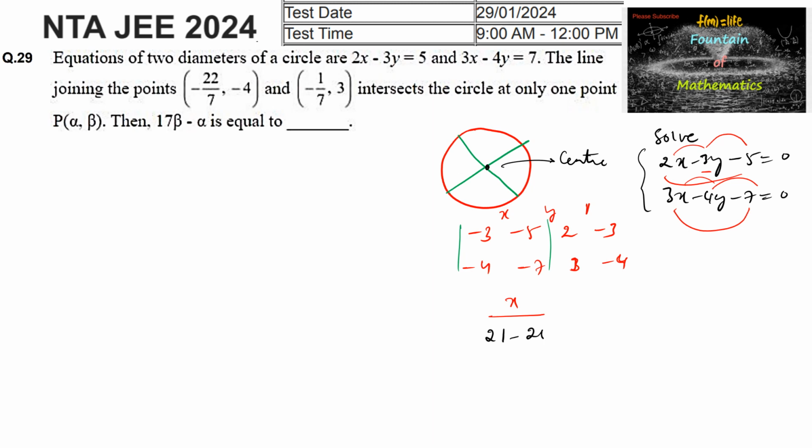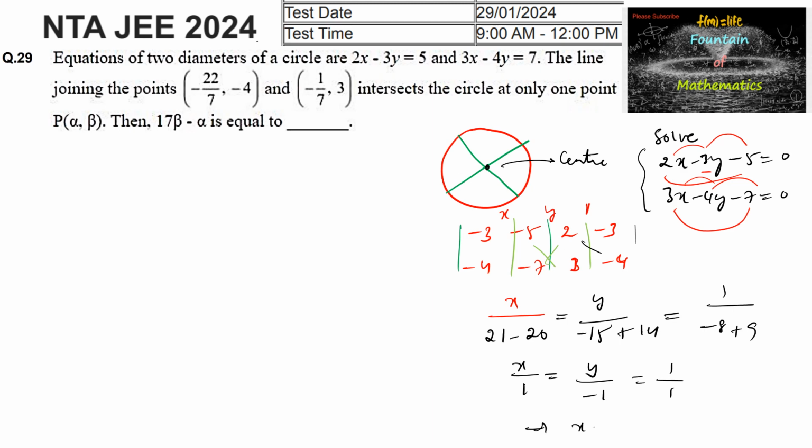So 21 minus 20 is equal to y upon, now let's consider the second column and third column and taking again determinant, minus 5 into 3 minus 15, and again minus of minus plus 7 twos are 14, which is equal to, and the last two columns, consider 1 upon 2 into minus 4 is minus 8 and 3 into minus 3 is minus 9, so plus 9 here. So x upon 1 is equal to y upon minus 1 is equal to 1 upon 1. So we can write x is equal to 1, y is equal to minus 1.